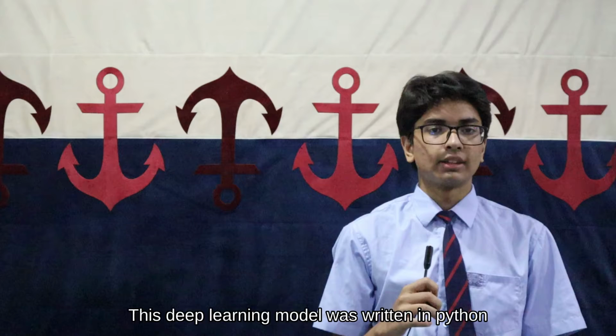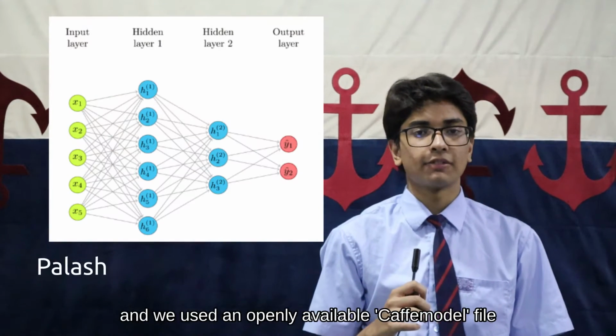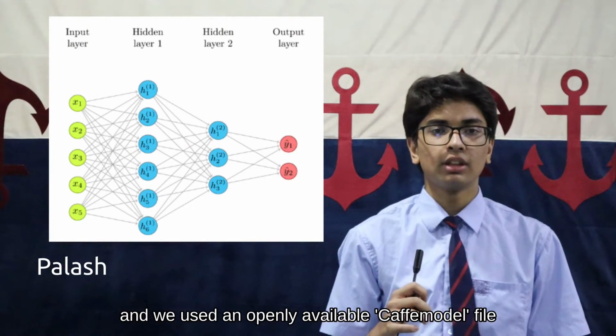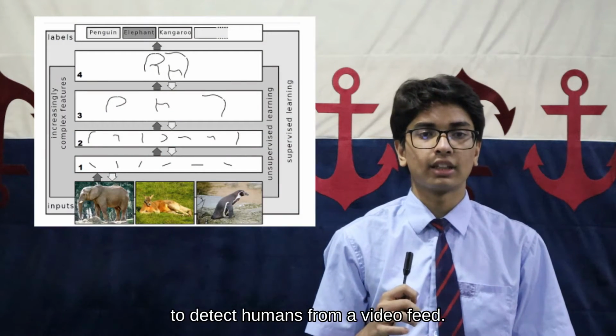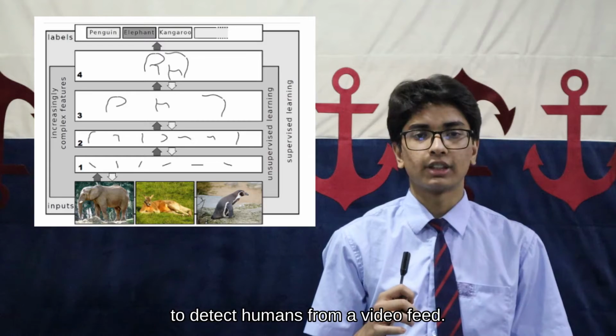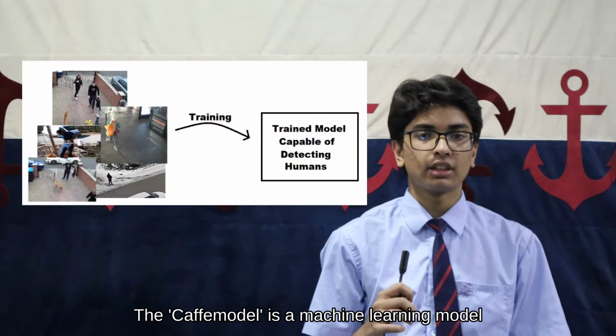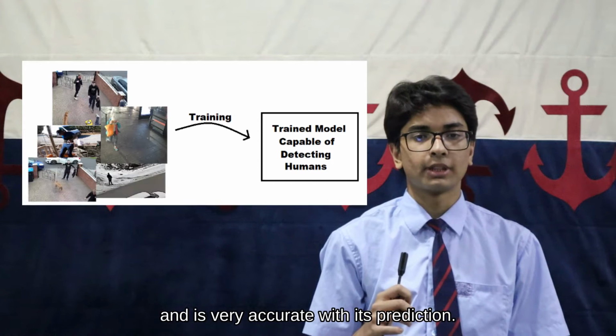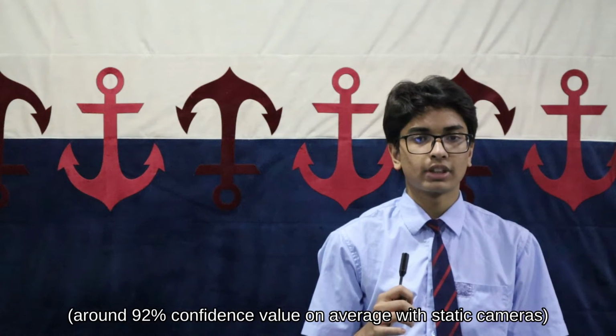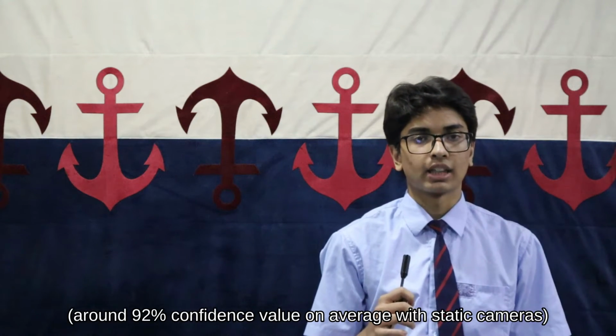How it works. This deep learning model was written in Python and we used an openly available Caffe model, already trained to detect humans. The Python program uses the binary Caffe model file to detect humans from a video feed. The Caffe model is a machine learning model which has been trained on thousands of images of humans and is very accurate with its predictions. Around 92% confidence value on average for static cameras.